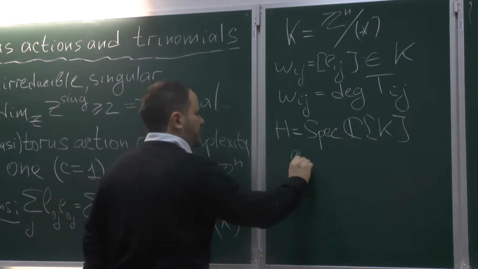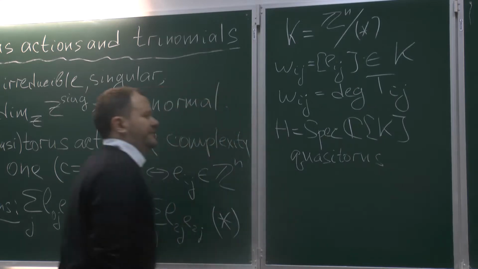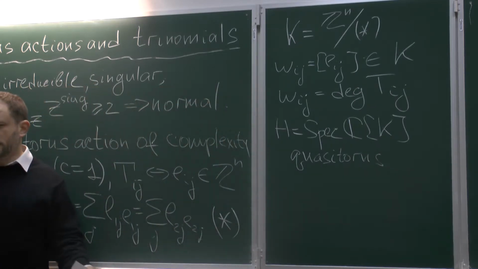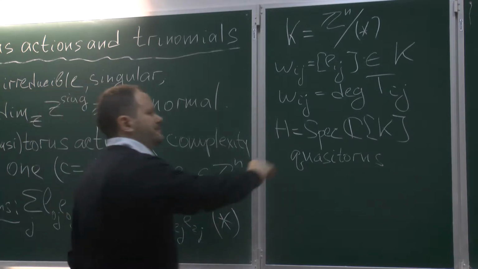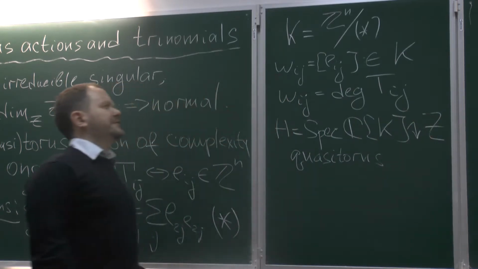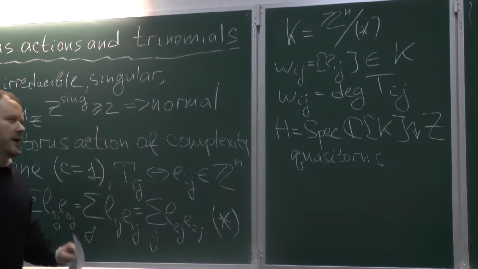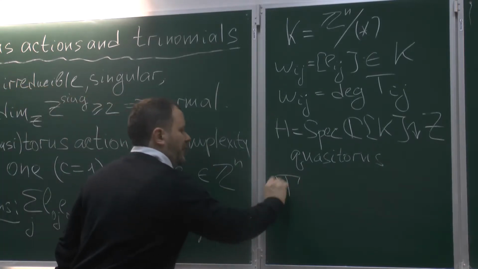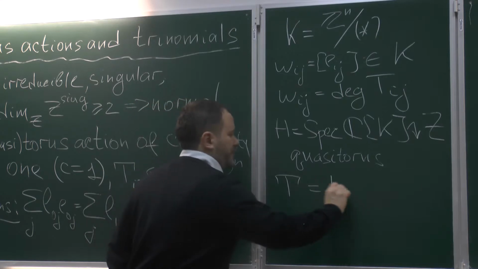This is a quasi-torus. By quasi-torus, I mean a direct product of a torus and a finite abelian group, or equivalently, a diagonalizable algebraic group. It acts on my hypersurface just because we put this grading on the algebra. And if I want to have a torus, then I just take the connected component of this quasi-torus.